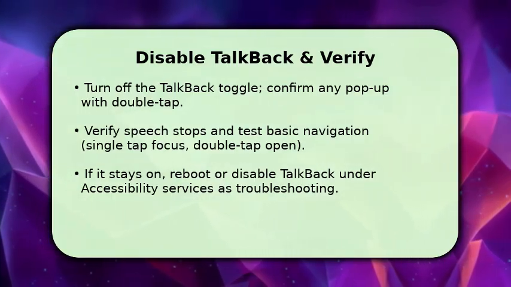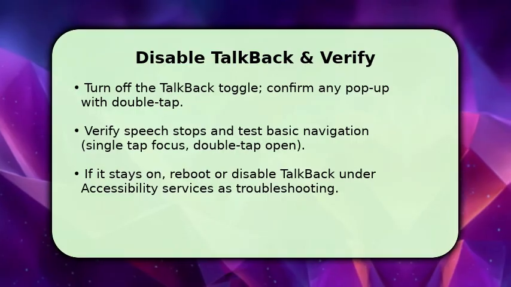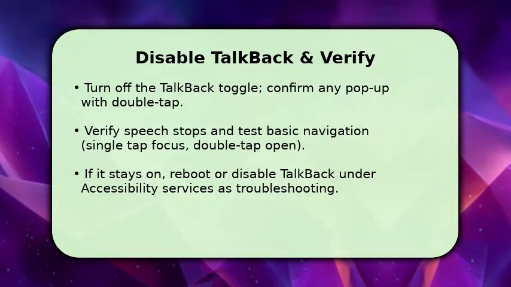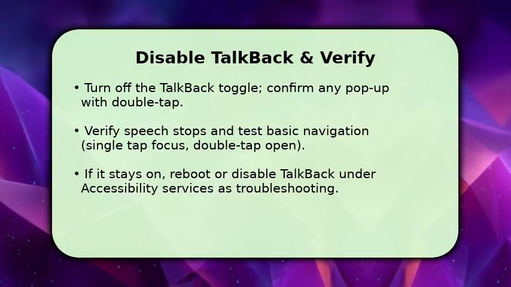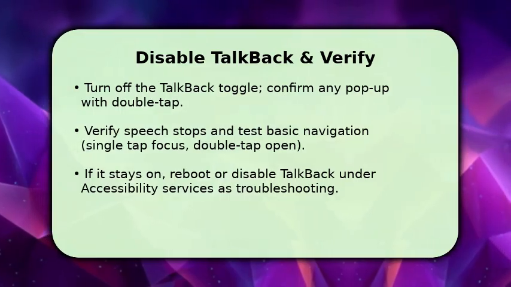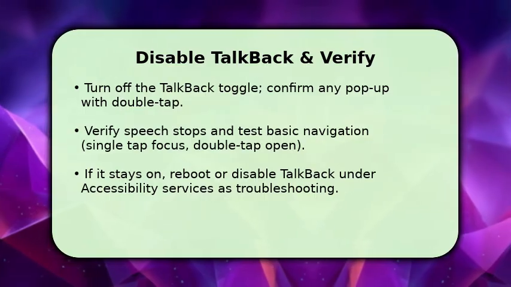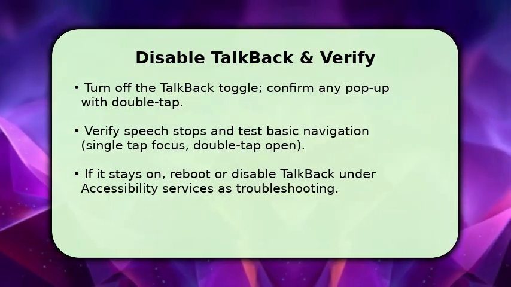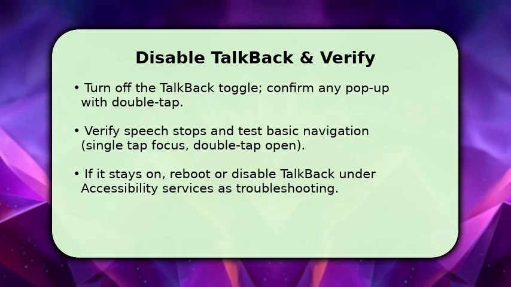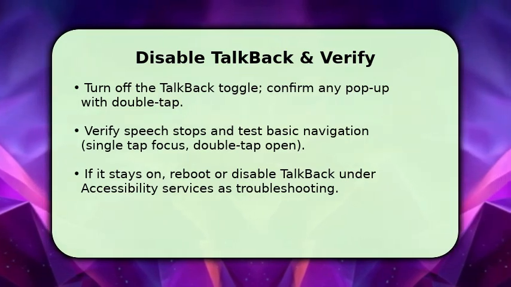If Talkback refuses to turn off, make sure to check Accessibility Services and disable the Talkback service there, or reboot the phone to clear stuck processes. If problems persist, you can use the Accessibility Volume shortcut again, or consider resetting settings as a last resort troubleshooting step.